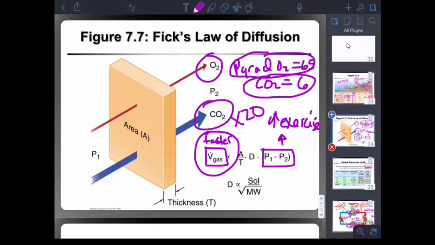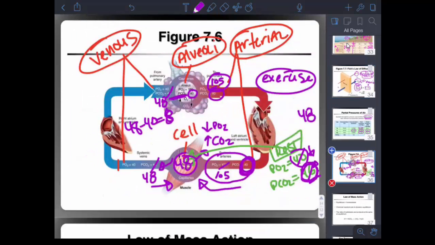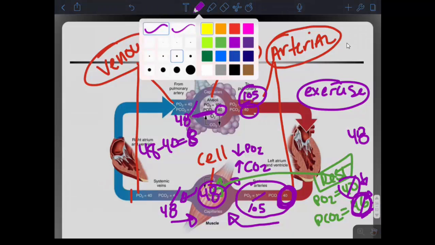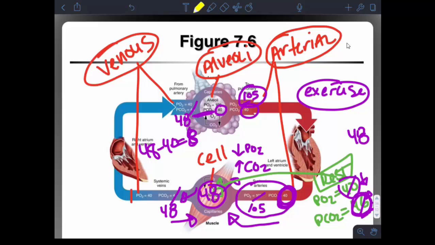So I recommend using the workbook and going through all of the different questions that I've asked, where I've asked you pretty much every combination of comparing venous to alveoli, alveoli to artery, artery to cells, cells to veins, and basically answering in which area the PO2 or PCO2 is higher. So make sure you have a good grasp on that because there's a number of questions that can come from this picture and general concept.